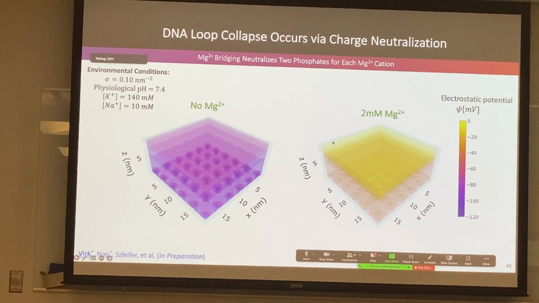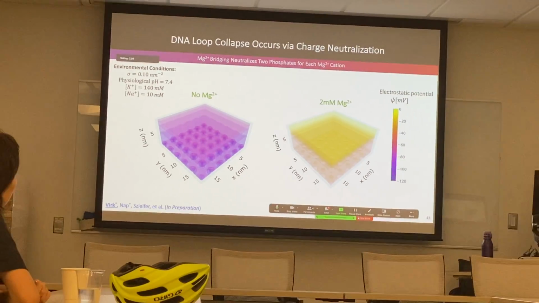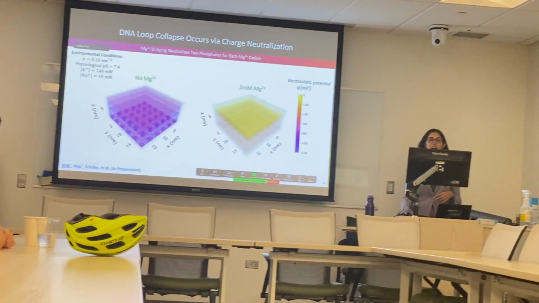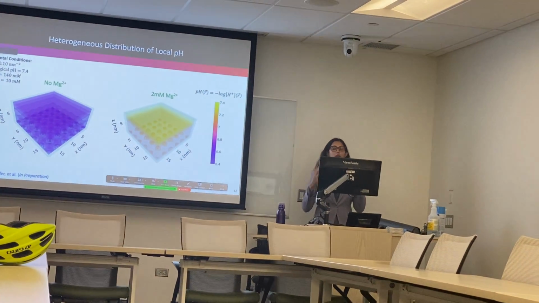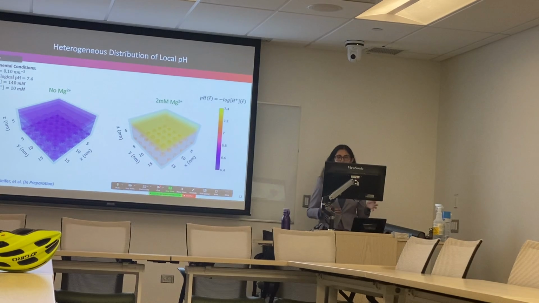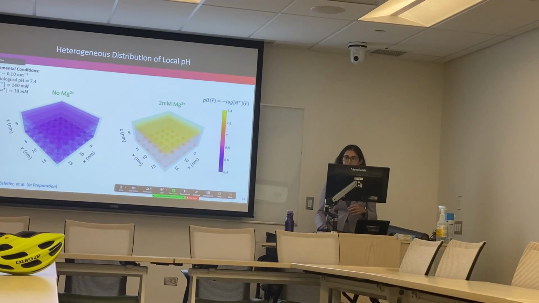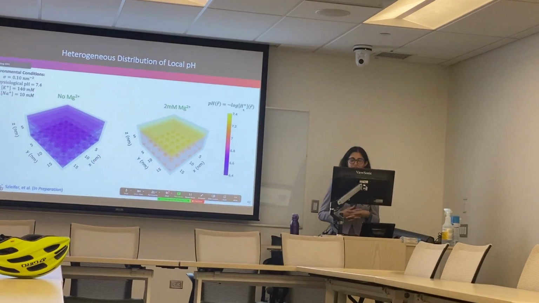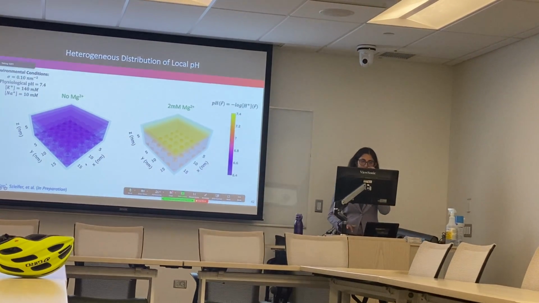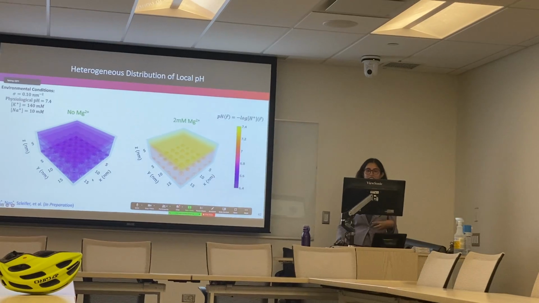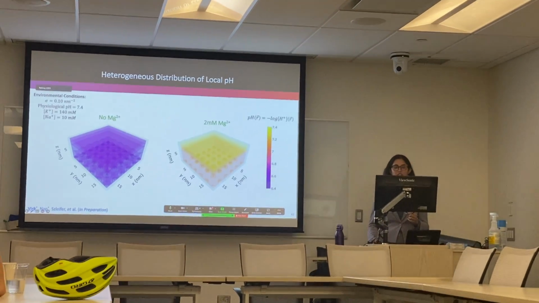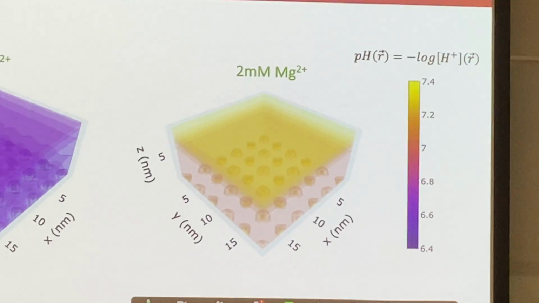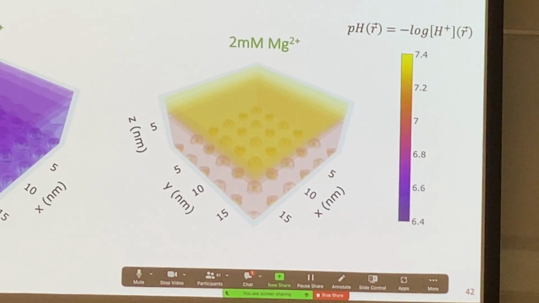In addition, we can see a very heterogeneous distribution of the charge state, which is represented by the electrostatic potential. And this also is represented by a heterogeneous distribution of local pH. So again, pH is the negative log of the hydrogen concentration. So the local hydrogen concentration is going to determine the overall pH in the system. And you can see a very large difference in the average pH as well as the spread in pH for the no magnesium and just the 2 millimolar magnesium condition.